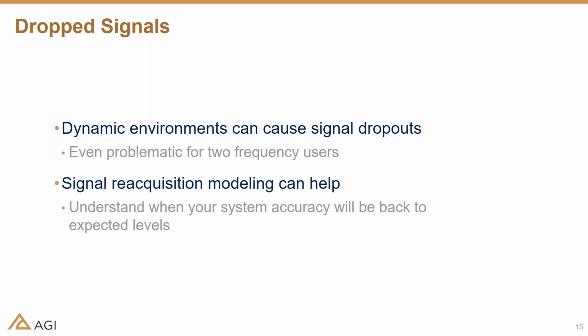This is problematic for 2 frequency users as well. You may think that, well, I've got 2 frequencies. If I lose one of them, I still got the other frequency on that channel, so I'm still going to get my position. But you haven't considered ionospheric errors in that case. If you were a 2 frequency user, you were using those 2 frequencies to cancel out ionospheric errors. And so now if you're down to 1, you're incurring additional ionospheric errors that you hadn't planned for. So understanding the signal reacquisition modeling will help you keep your system accuracy back to where you need it to be.